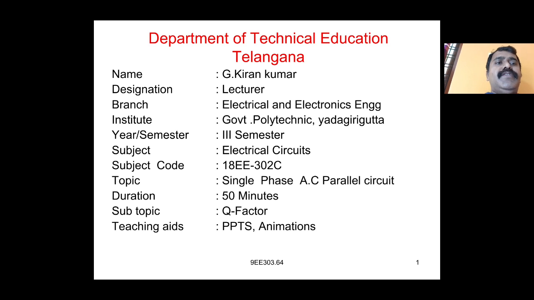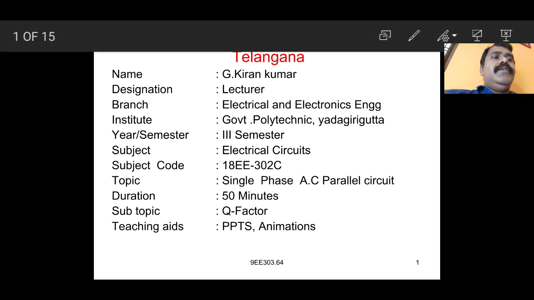A single phase AC parallel circuit is where resistance, inductance and capacitance are connected together in parallel. In the parallel combination, the current increases and the voltage remains the same. Resistance is the property of a substance which opposes the flow of electrical current through it. It is indicated by the letter R, measured in ohms.